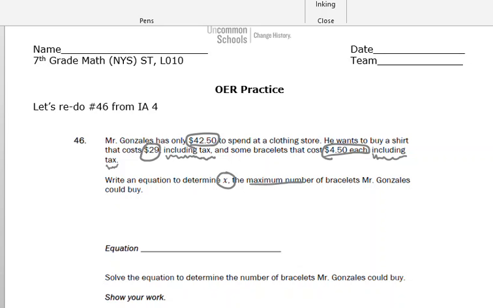So writing an equation to determine X, the maximum number of bracelets Mr. Gonzalez can buy. And I mentioned this in class on Monday, but if you're given the variable, you have to use the variable that you're given. So for example, because it says X is number of bracelets or maximum number of bracelets, I have to put X down here in my equation. I can't use, for example, B for bracelets, okay?